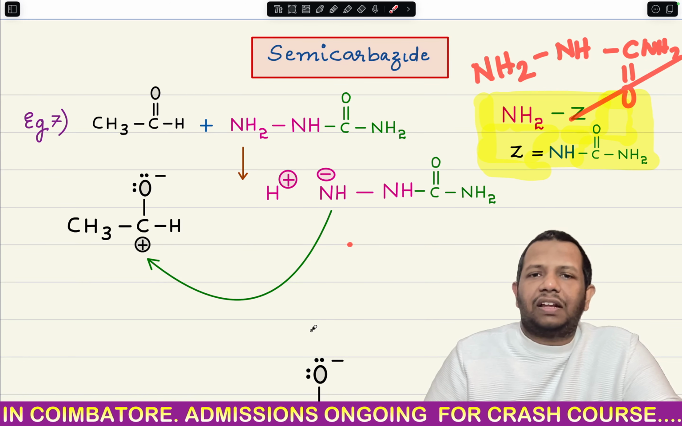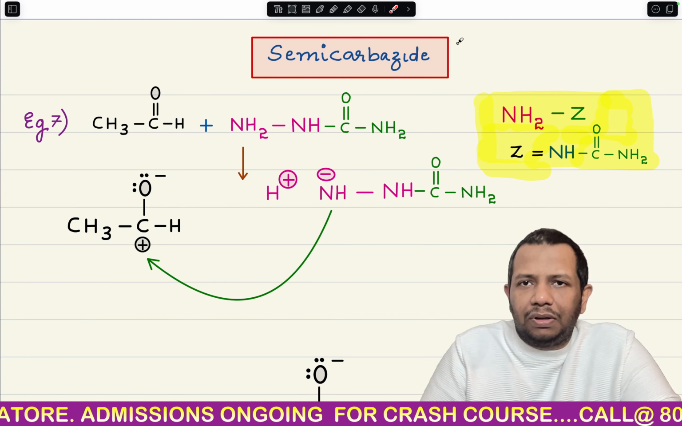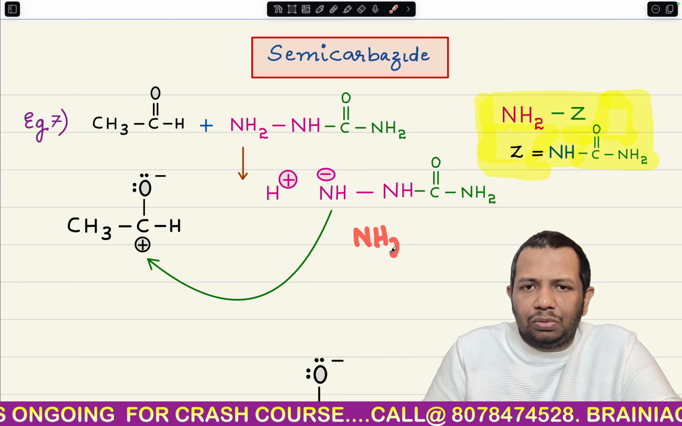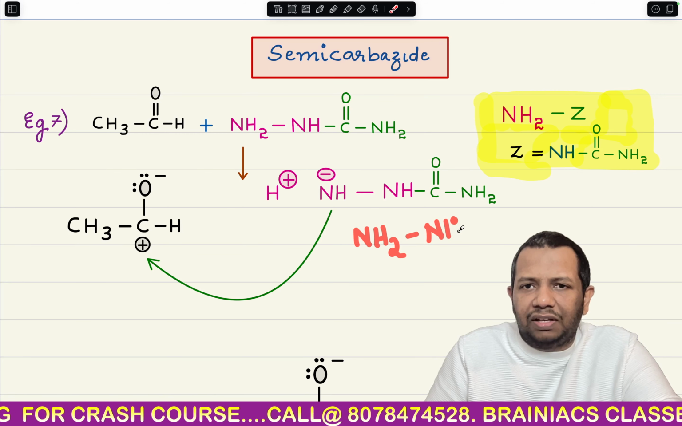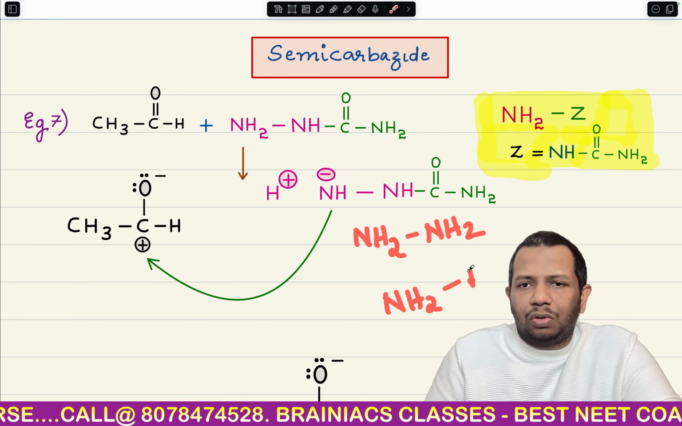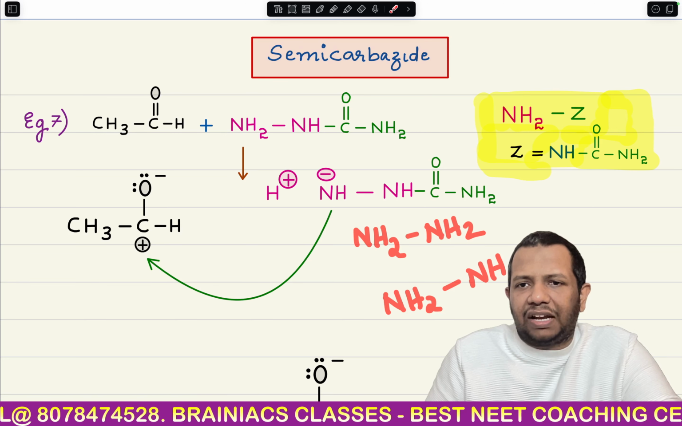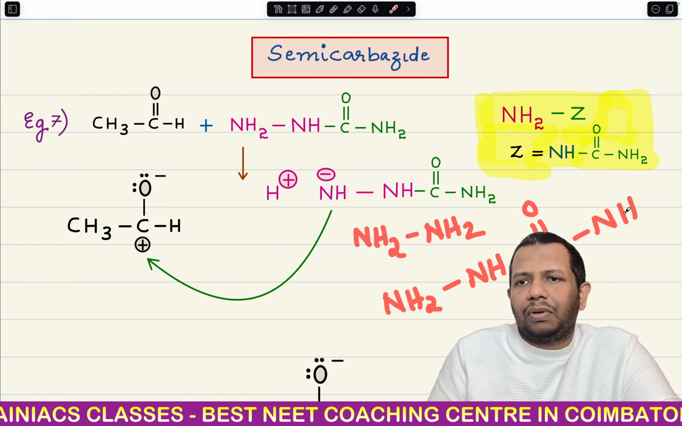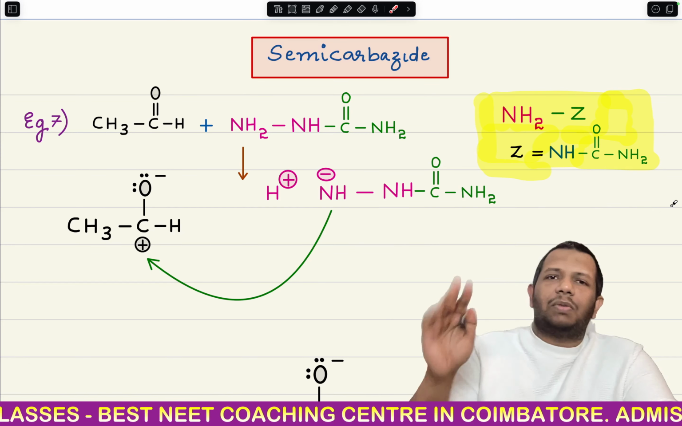Do you need another explanation? Very simple. One more time I am telling. Take hydrazine, NH2 single bond NH2 is hydrazine. From that remove one hydrogen atom, so you will get NH2NH. Connect an amide group, CONH2, there. So you are getting semicarbazide.